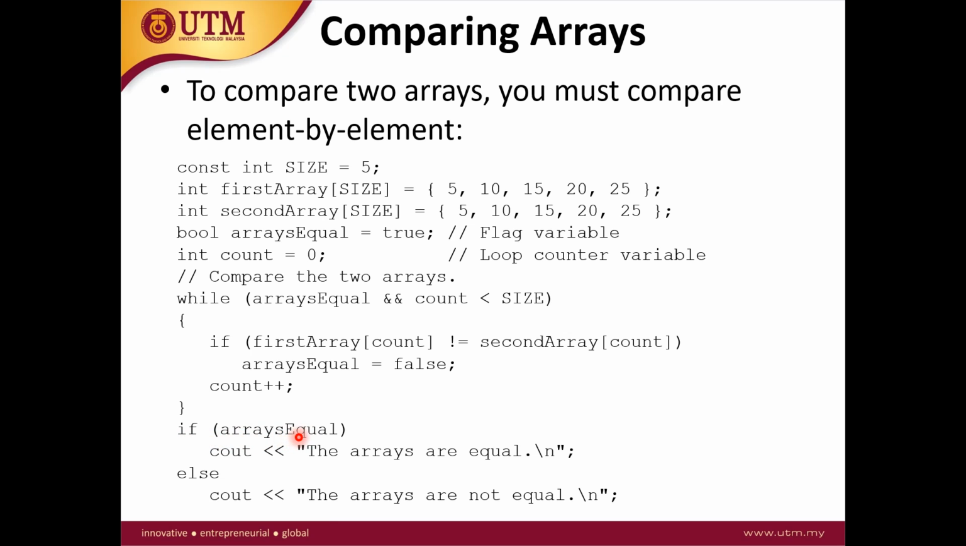If this one is true, yes, it's true, the arrays are equal. Let's see, this one is 21 and this one is 20. When it accesses this element, first array of count, which is 3, is not equal to second array of count. Yes, they are not equal, so this condition is true. arraysEqual becomes false. What happens? It comes back here, arraysEqual is false, so the loop is going to be stopped and it directly comes here. arraysEqual became false, so this one is not going to be executed, this one is going to be executed.